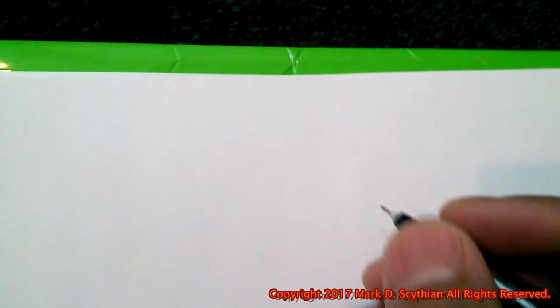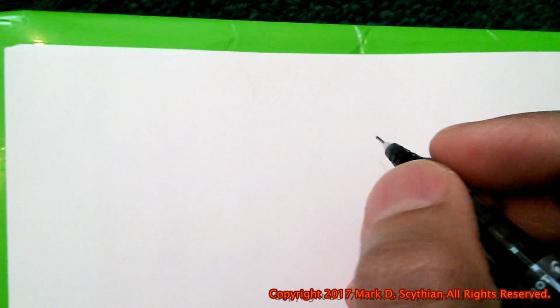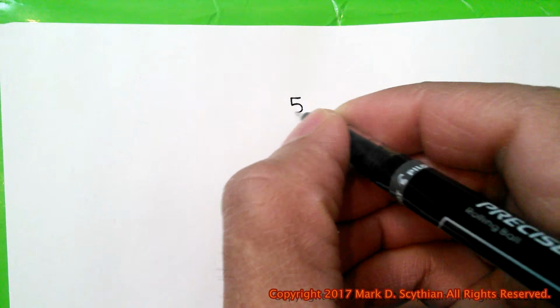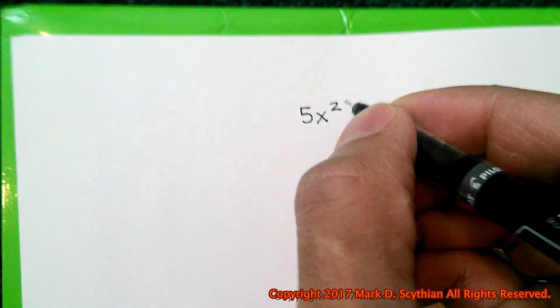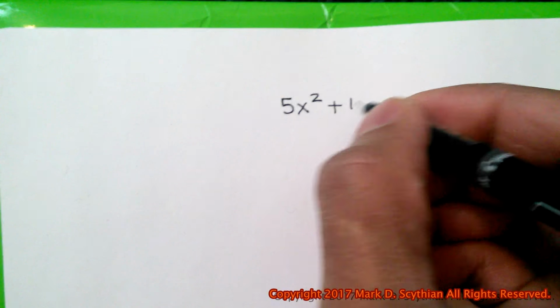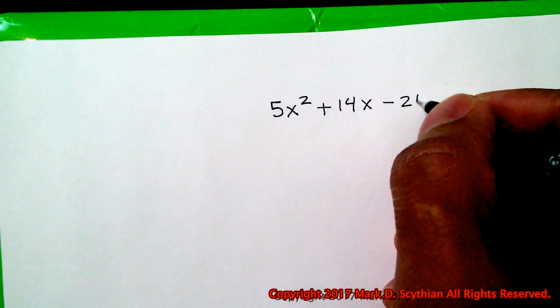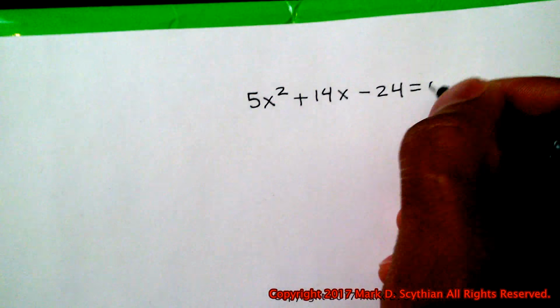The title of this video lecture is How to Factor Quadratic Equations Using the Quadratic Formula. Now, many times people can look at quadratic equations and quickly decipher what the factors are. However, let's say you had a quadratic equation like this: 5x squared plus 14x minus 24 is equal to 0.